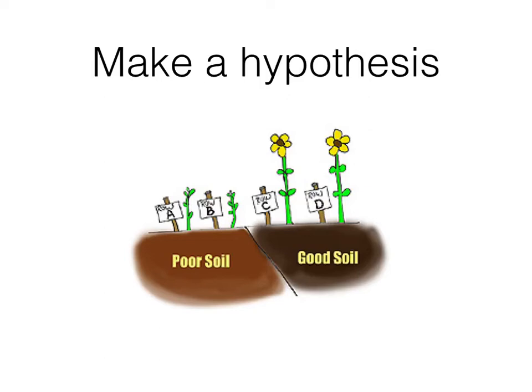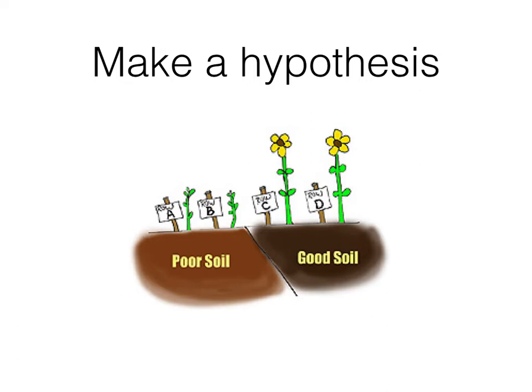Let's review the components of a scientific experiment. The experiment will start with a hypothesis or a prediction. Here is a simple example. It's likely that you have already predicted that the flowers will grow better in good soil.